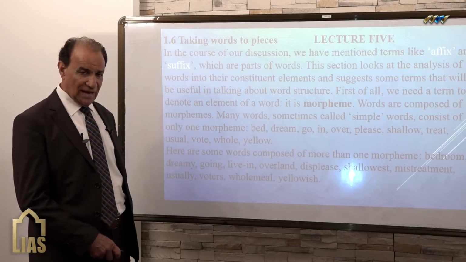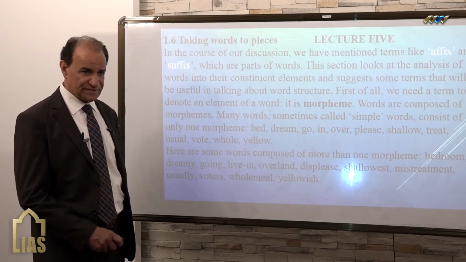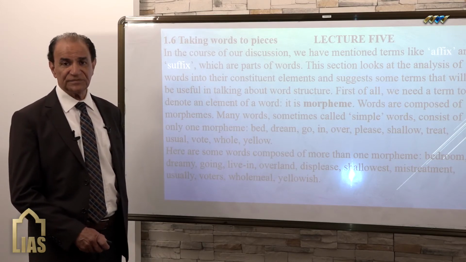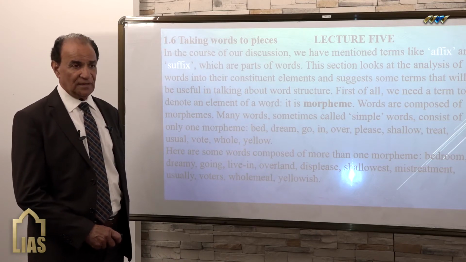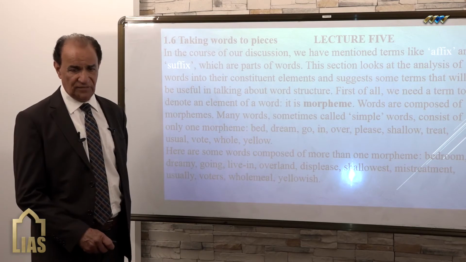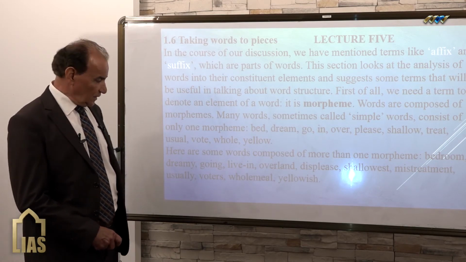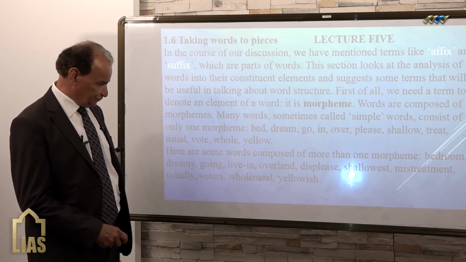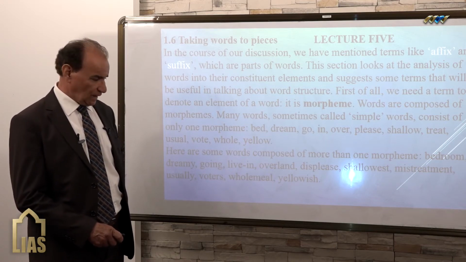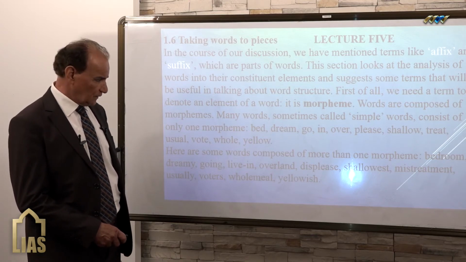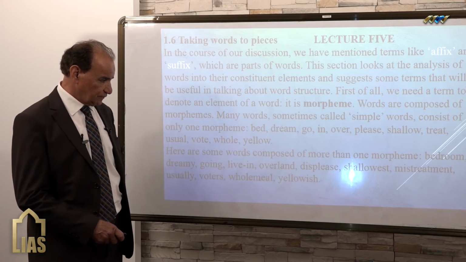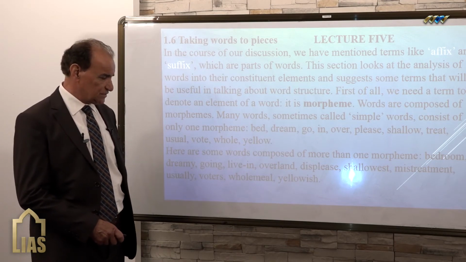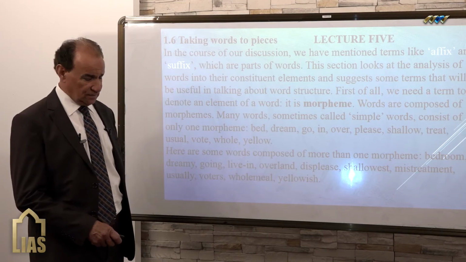Living, here we have verb plus preposition. Bedroom, noun plus noun. This one, verb plus preposition. Living here becomes an adjective sometimes, if we say living mother or living grandma, a woman who lives with us, for instance. Overland, we have preposition plus noun. Displease, the bound morpheme dis and please, and here this gives the negative meaning.